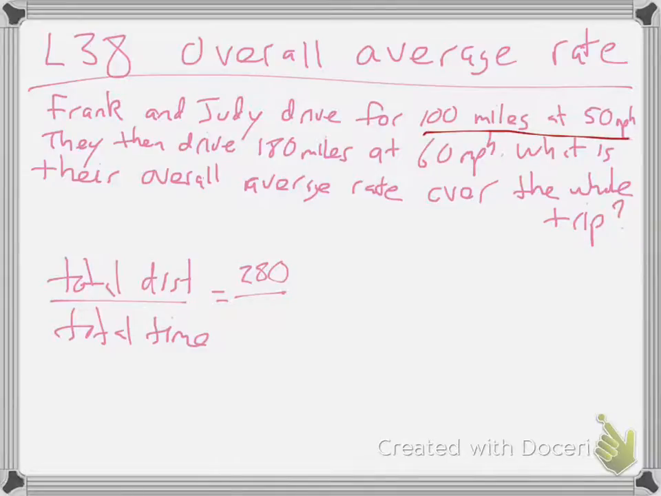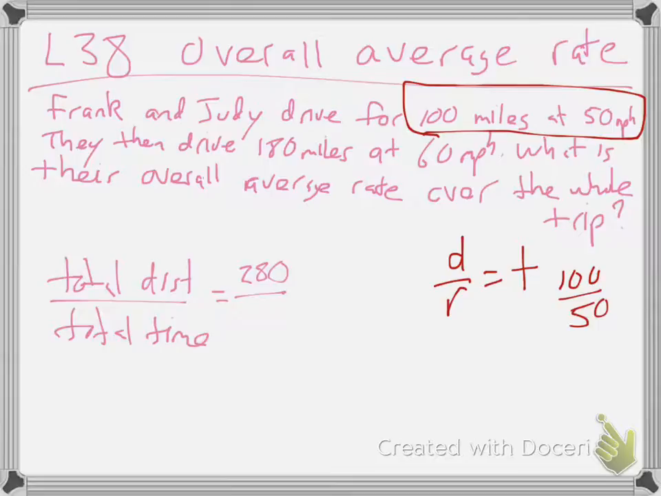And say, how much time does it take to go 100 miles at 50 miles per hour? We're talking about total distance, so we need to say how long it takes to go 100 miles at 50 miles per hour. Or go back to those equations that we had at the end that said distance over rate equals time. So 100 over 50 is 2 hours. So the first leg of our trip was 2 hours.